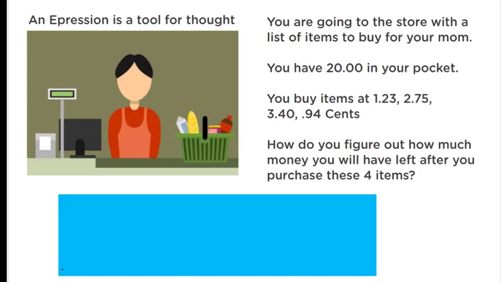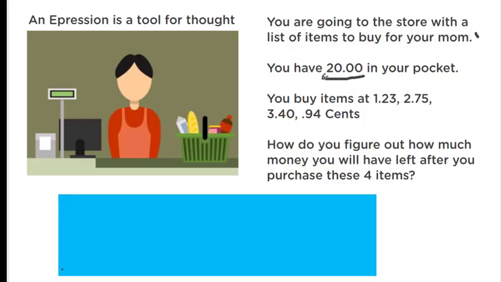What is an expression? Because you're doing this, you're like, okay, it doesn't have an equal sign, but what does it mean? Why am I doing it? An expression is, think of it as a tool for thought. It's the thought that goes into your head as you're trying to figure something out. So here you go. You're going to the store with a list of items to buy for your mom. She gives you $20. You have it in your pocket, and she tells you, you can keep the change. Okay. So your brain's going, oh, okay.